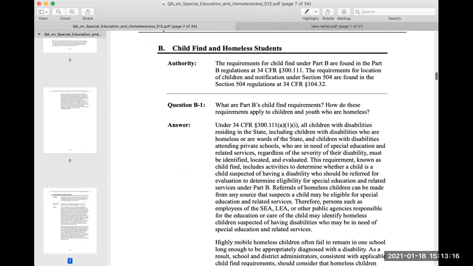B. Child Find and Homeless Students. Authority. Question B1. Answer. The requirements for Child Find under Part B are found in the Part B regulations at 34 CFR 300.111.